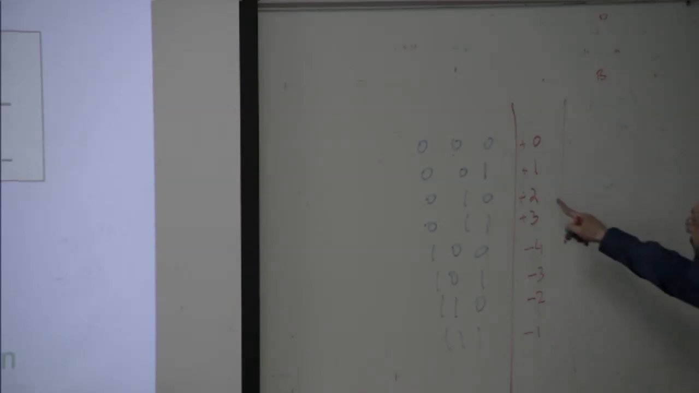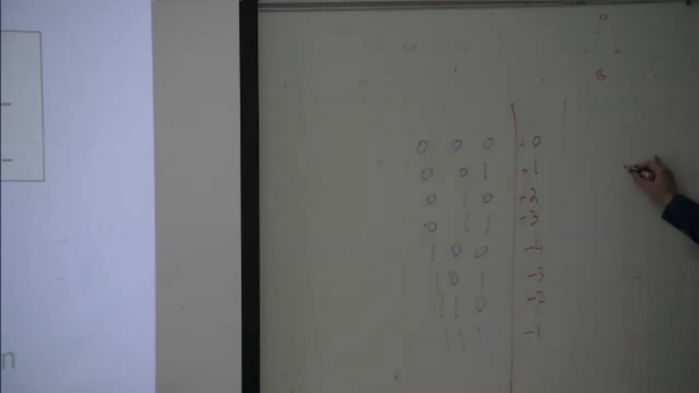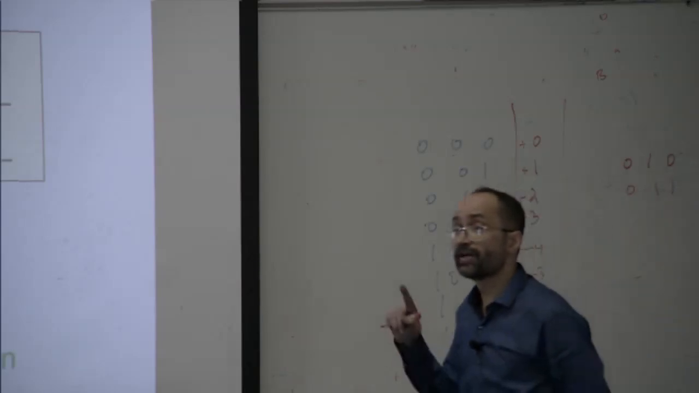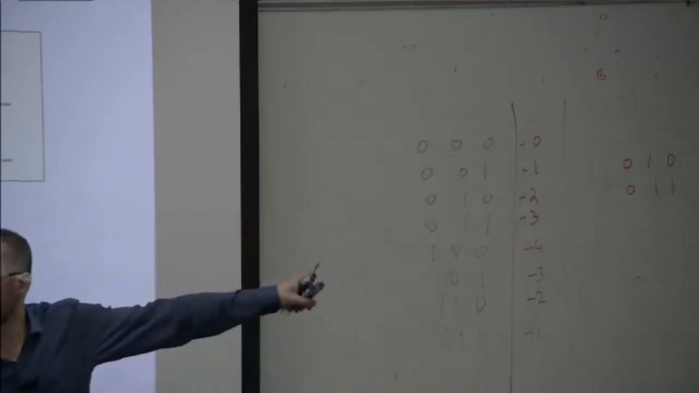Okay, now take an example. We want to add 2 plus 3. So what is the code for 2? 0 1 0. What is the code for 3? Now 2 plus 3. What is the result? 5. Does it come within the range?